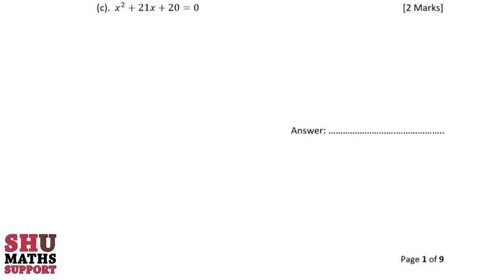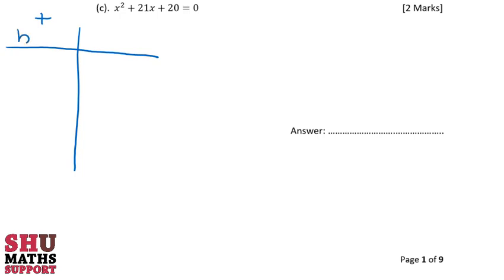So we have x squared plus 21x plus 20. So same again, we'll set up our little table. We want two things that add together to make 21, because b is equal to 21. And then we want two things that times together to make 20, because a times c is 1 times 20, which is equal to 20.